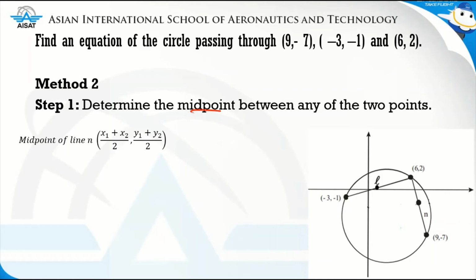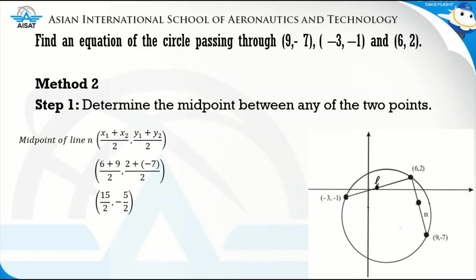So to get the midpoint, remember that simply we'll just have to get the average of the values of x and the average of the values of y. So for our x sub 1, we can just choose any of values of x from the given points. So we have 6 plus 9 over 2. And for the y, we'll have 2 plus negative 7 over 2. So simplifying that, we will get 15 over 2 and negative 5 over 2.